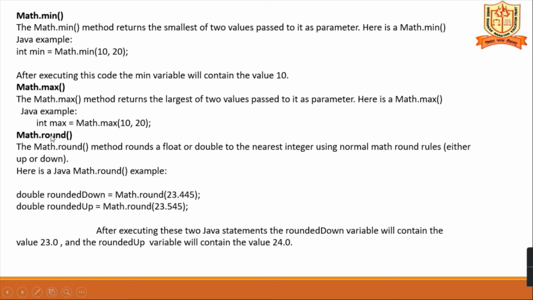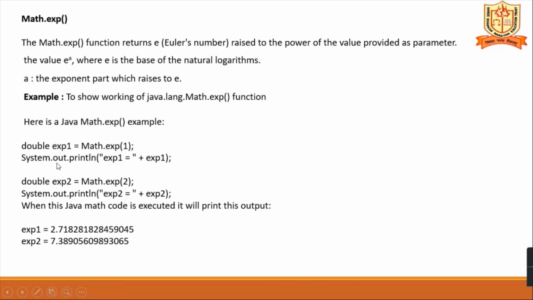And Math.round. Round is a method that rounds the float or double to the nearest integer using the normal math rounding. So that is 23.445. That will return 23, and this one, 23.5. At 0.5 and above, it returns the next number. So if it is 5 or above, it will be 24, 23 becomes 24. Then if it is below 5, it stays the previous value only. So these are the methods present in the Math class.